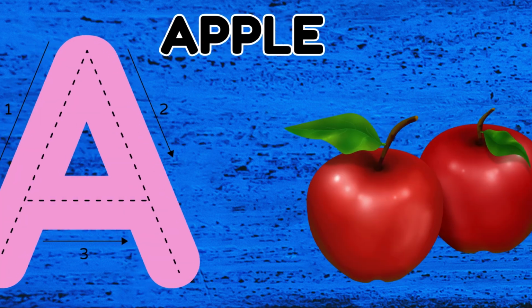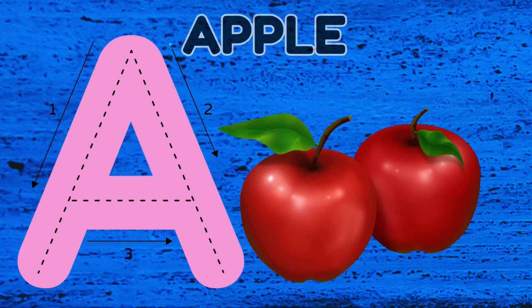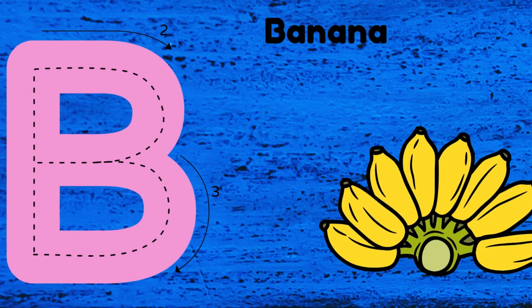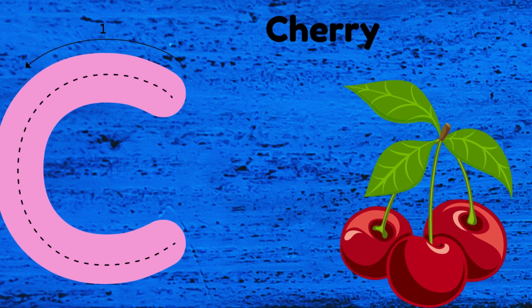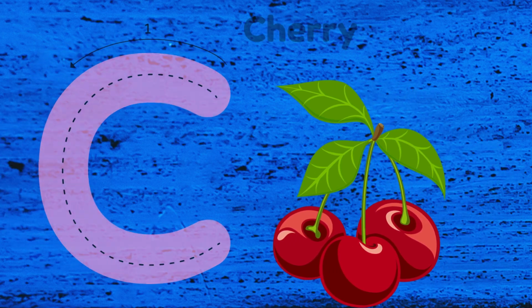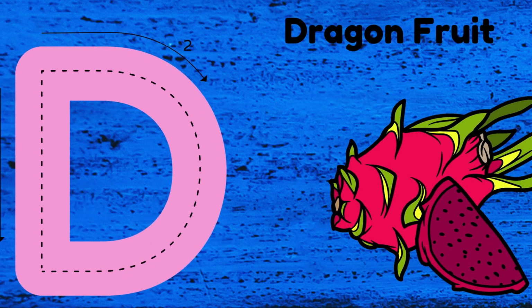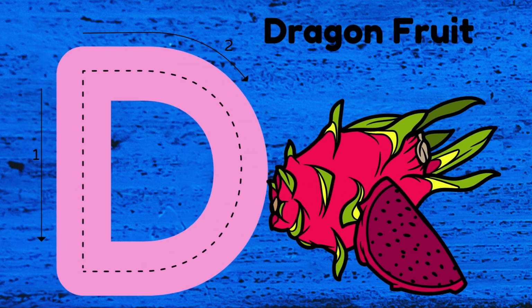A is for apple, a, a, apple. B is for banana, b, b, banana. C is for cherry, c, c, cherry. D is for dragon fruit, d, d, dragon fruit.